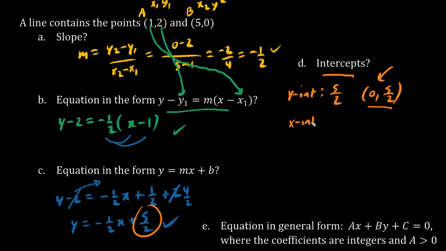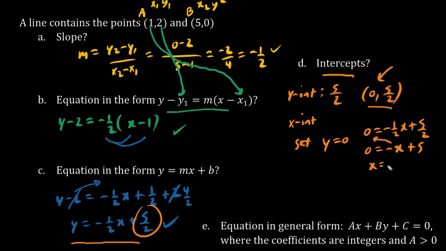Now what about the x-intercept? To find the x-intercept, we set the opposite of x, which is y, equals 0. So let's focus on this slope-intercept formula. 0 equals negative 1/2 x plus 5 over 2. Let's multiply both sides by 2. We have 0 equals negative 1x, or just negative x, plus 5. We throw the x over. We have x equals 5 as the x-intercept. We could also write 5, 0.